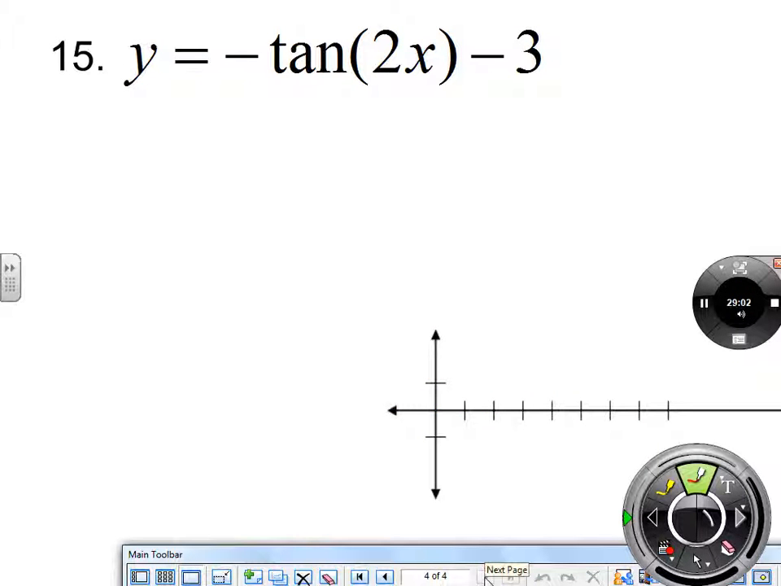In that case, the period was still pi because there was no horizontal stretch or compression. So this last one that we're going to do together, number 15, is the only tangent function in our examples that we're going to see with a change in the period. Why is this one going to have a change in the period?